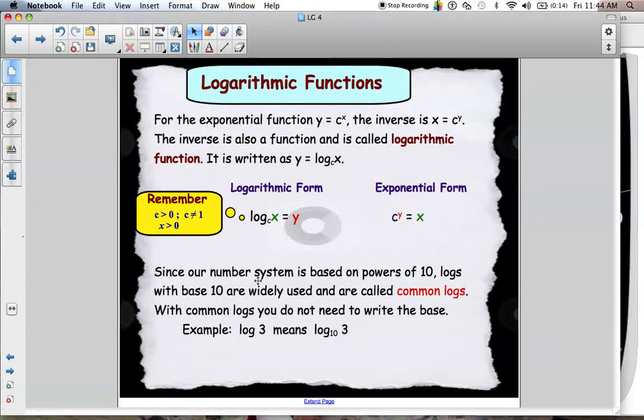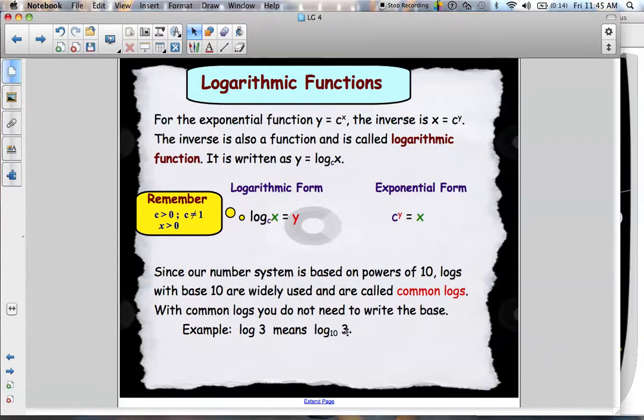Now, since our numbering system is based in powers of 10, logs with base 10 are widely used and are called common logs. And we'll see it written like this: log 3. You don't see a base there, but what it really means is log base 10, 3.